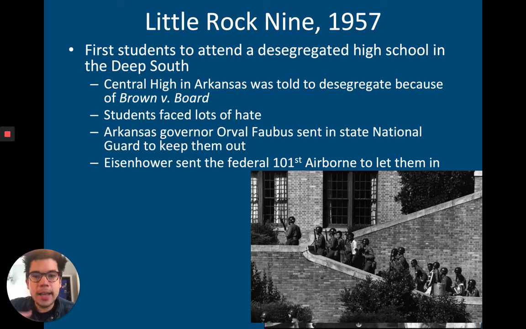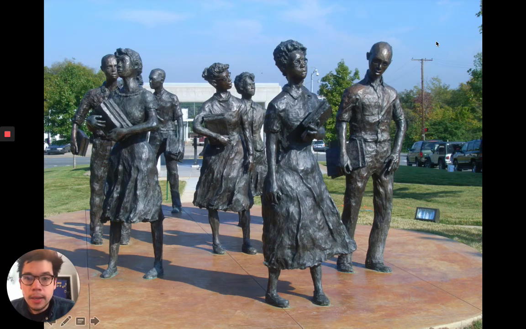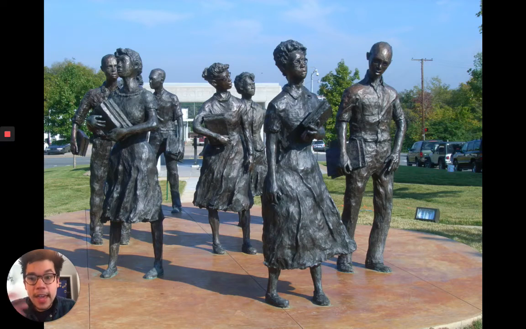So the Little Rock Nine, these are the first students to attend a desegregated high school in the Deep South. There we see some images of the crowds, of the outright anger and fury at these students just trying to attend an equal school. And if you go to Little Rock, outside the Capitol, they have a statue commemorating that moment in history, right? And so those are the first students to attend a desegregated high school.